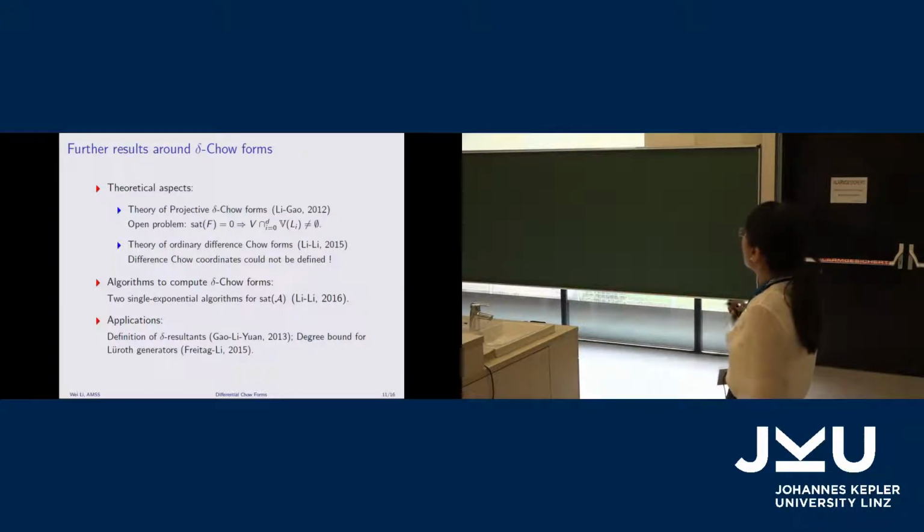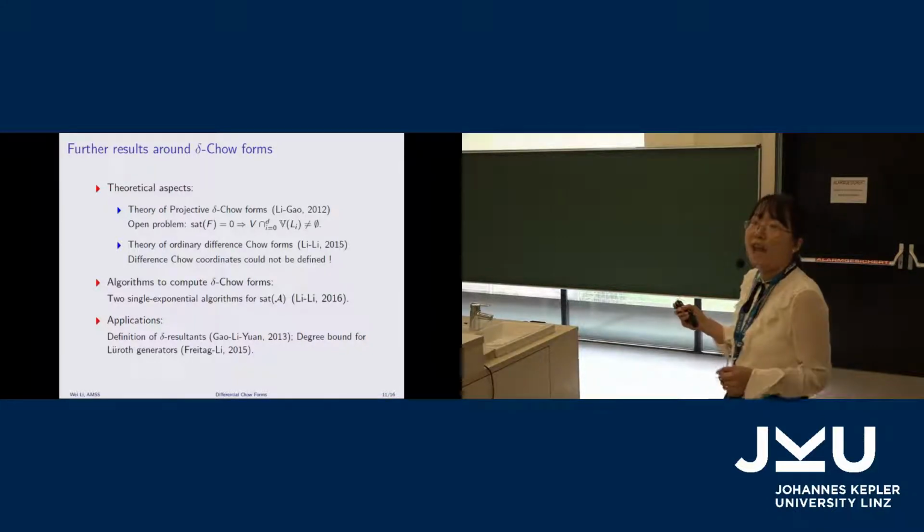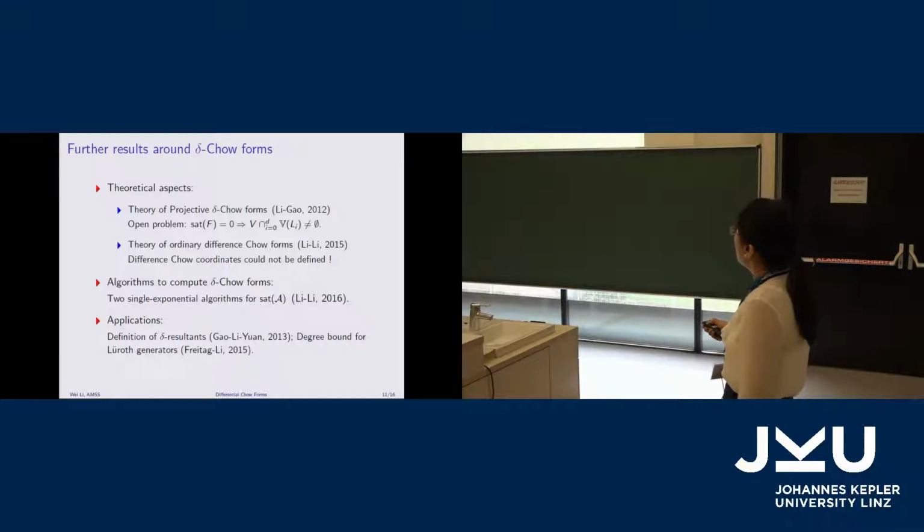But for the general varieties, we couldn't devise algorithms to compute it right now. And regarding applications, we first used the generalized differential Chow form to give a rigorous definition of differential resultant. And we also used it to give a lower degree bound for Lura generators.